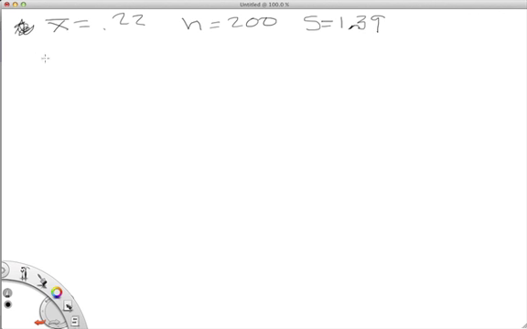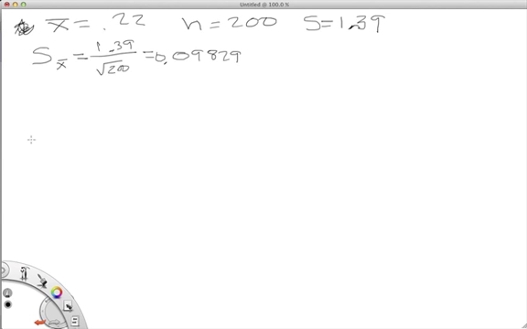Now before you do anything else, go find your standard error. You'll almost always need the standard error in these problems. So the standard error here is equal to 1.39 divided by root 200. Go take out your calculator, and this is equal to 0.09829. You take 4 accurate digits with you.